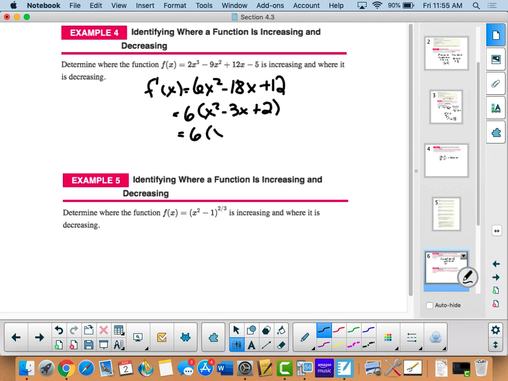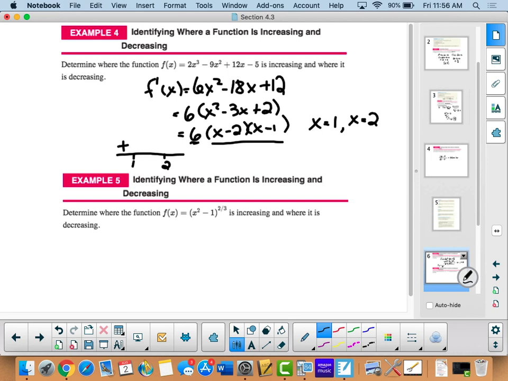And that factors to x minus 2, x minus 1. So that tells me my critical numbers are going to be 1 and 2. Make my sign chart. Looking at this part right here, since this is always positive, when x is less than 1, both of those pieces are negative and multiplied together makes positive.